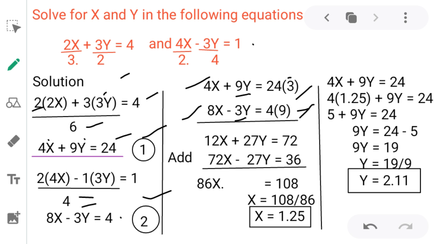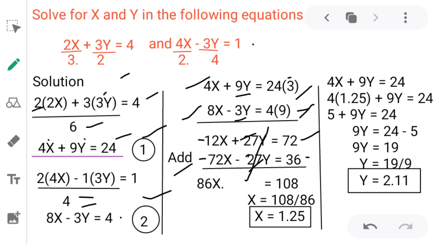By multiplying, we get 3 into 4, 12x, 3 into 9, 27y, 3 into 24, we get 72. Similarly, 9 into 8 becomes 72, 9 into 3 becomes 27, and 9 into 4 becomes 36. You may observe here, we have decided to cancel y. The coefficients of y are equal, 27 and 27, and the signs are opposite, one is plus, other is minus. Then you just take it as addition. So 27y cancels with 27y.